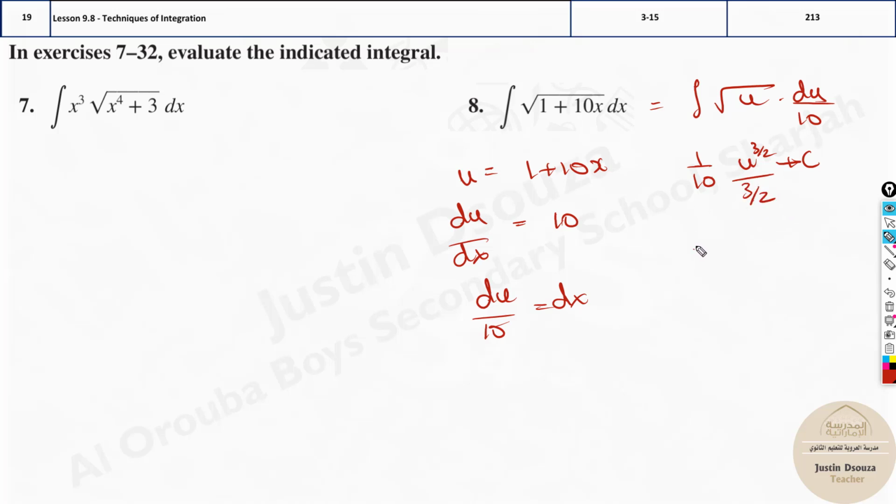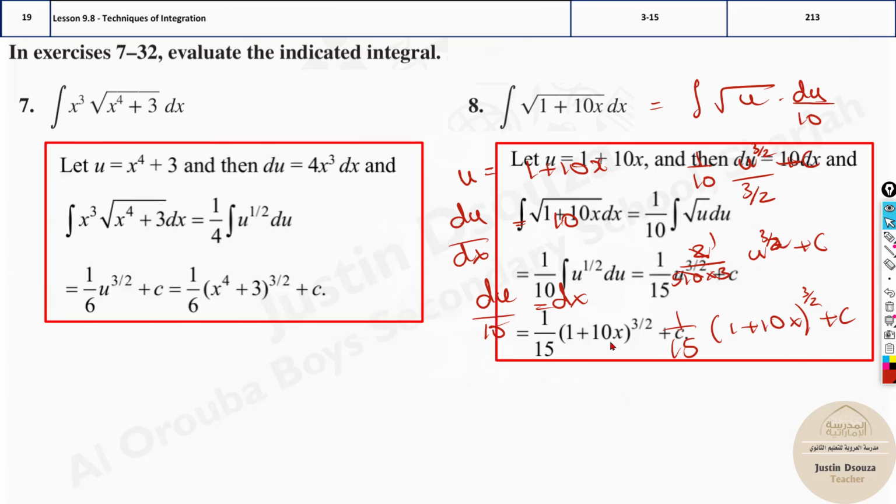Now this goes up, it'll be 2 by 10 times 3 to 1 time 5 times, so it's 1 by 15, the fraction. Here it is u to the power 3 by 2 plus c. Now what is u initially assumed as? It's 1 plus 10 x to the power 3 by 2 plus c. Now this is the answer, and that's the final answer. So this is how we solve it.